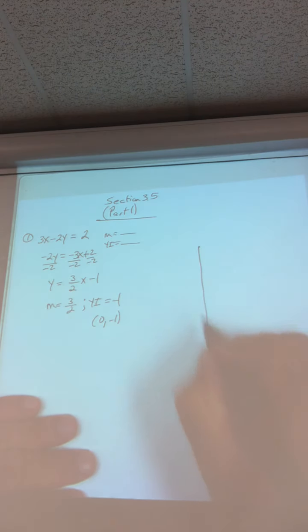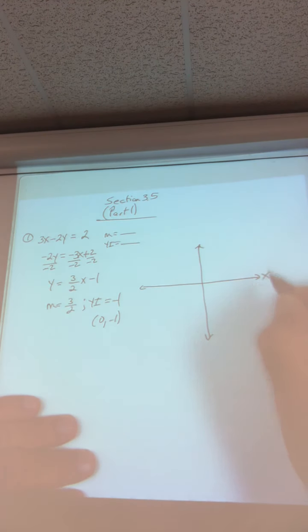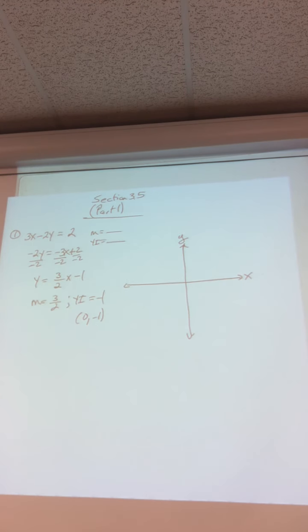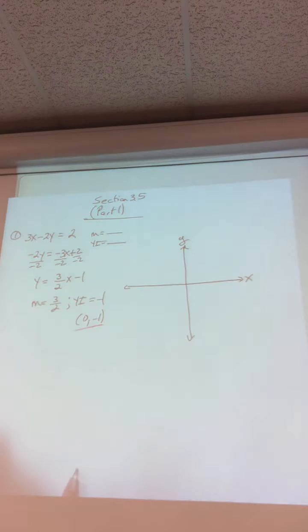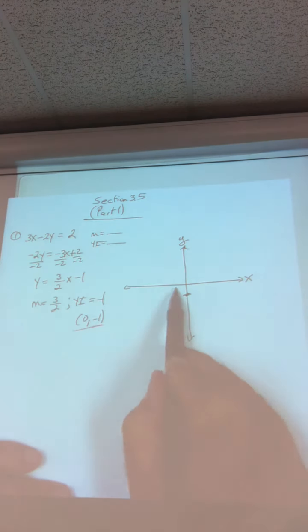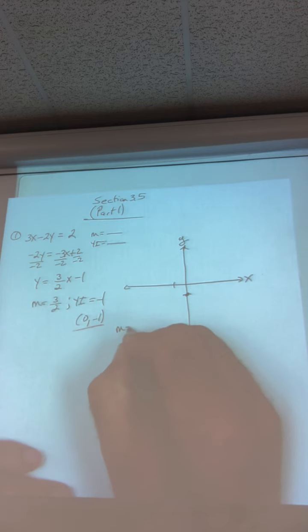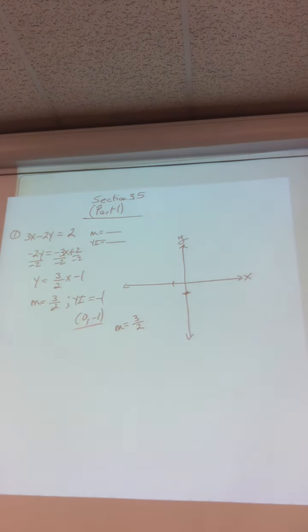All you do is you draw your graph. On the computer, it will already be drawn for you. Okay, so what's involved in graphing a line? You have to plot 2 points. Well, the y-intercept is a point. So if I plot the y-intercept, which is (0, -1), it's on the y-axis. It's not here, that's on the x-axis. (0, -1) is here.